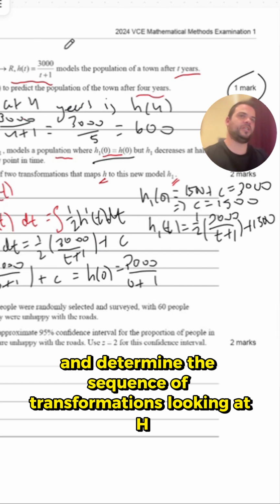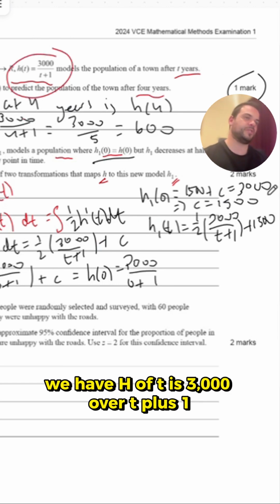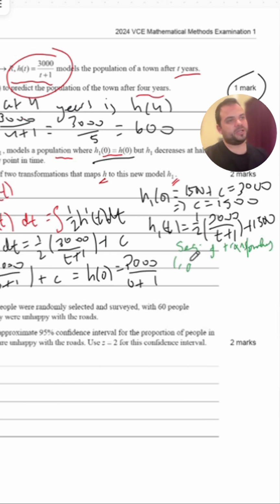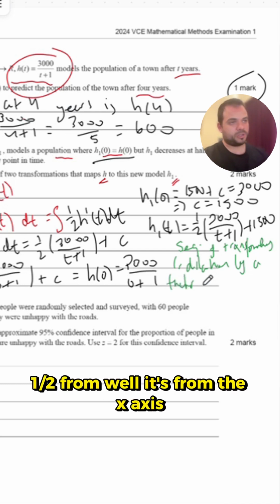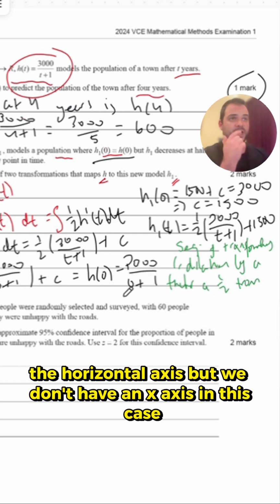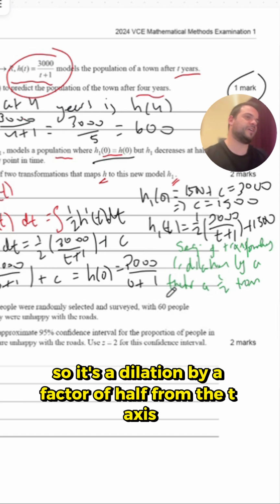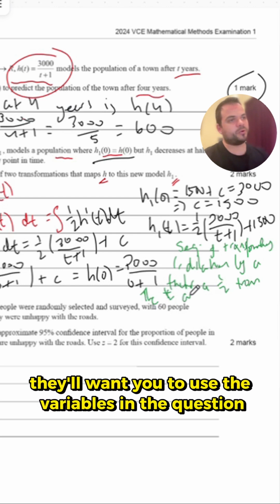Looking at H, we have H of t is 3000 over t plus 1. So we've just taken half of that and then added 1500. One is a dilation by a factor of a half from, well, it's from the x-axis, the horizontal axis, but we don't have an x-axis in this case because the input variable is t, so it's a dilation by a factor of half from the t-axis. That's what they'll want you to write. They'll want you to use the variables in the question.